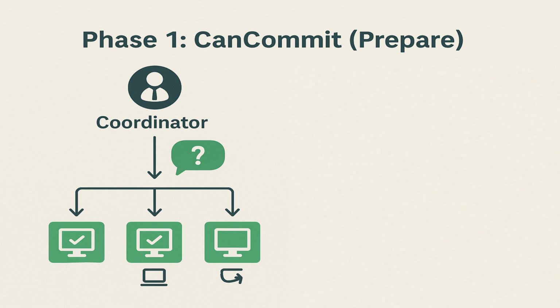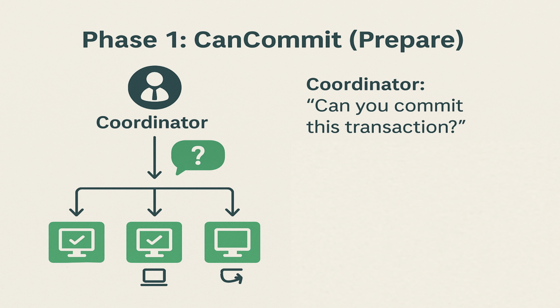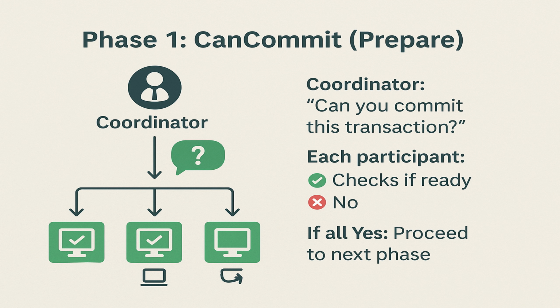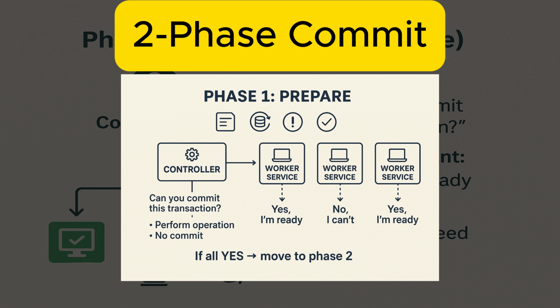The first one is CanCommit. This phase is similar to the prepare phase in two-phase commit. The coordinator sends a message to all the participants asking, can you commit this transaction? Then each participant checks if it is ready and replies with yes for ready and no for cannot proceed. Now if all the participants reply yes, the coordinator moves to the next phase. And if any of the services says no, the coordinator sends a rollback to all the participants. So far, this looks a lot like 2PC.